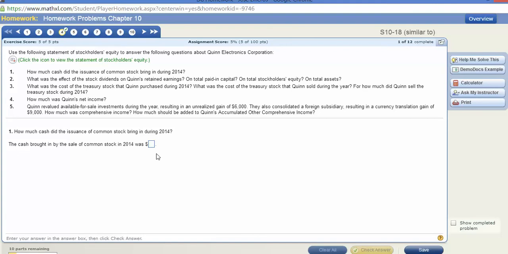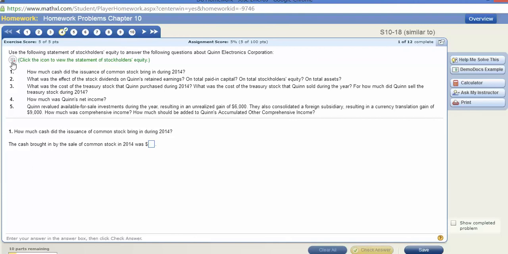When you encounter a problem like this, it's really important you decompose it and just go piece by piece. You don't have to answer everything all at once in one fell swoop. So just take this piece by piece. Let's start with how much cash did the issuance of common stock bring in during 2014?